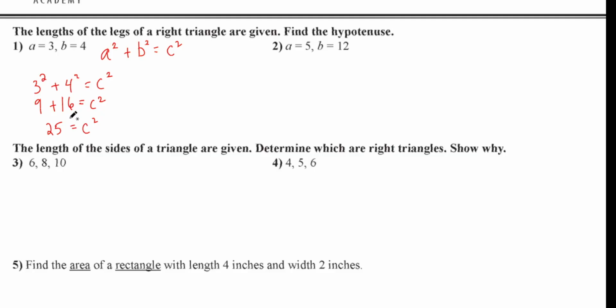Now, is the third side 25? No, because that's c squared. How do I get rid of that c squared? Okay, how do you find c? Square root it, right. Square root both of these sides, and then this comes out nice and even. What is the square root of 25? It's 5.